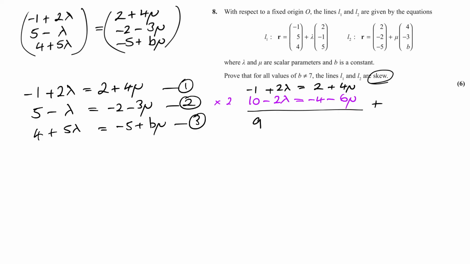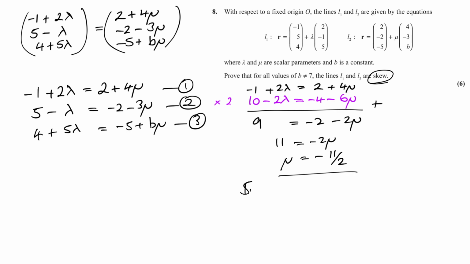So we get 9. These two values will obviously eliminate each other. 2 plus negative 4 is minus 2, and 4 plus my negative 6 is minus 2 mu. So this is minus 2 mu equals 11, or mu equals minus 11 over 2. And now I need to stick with 1 or 2 and substitute this back in. Now I'm going to use equation 2 as it's got 4 times it, and that'll help eliminate that fraction.